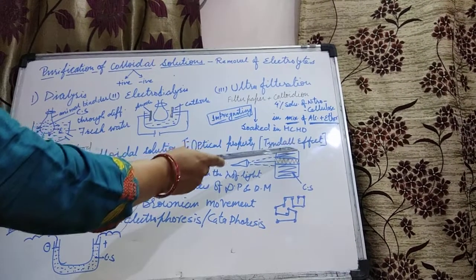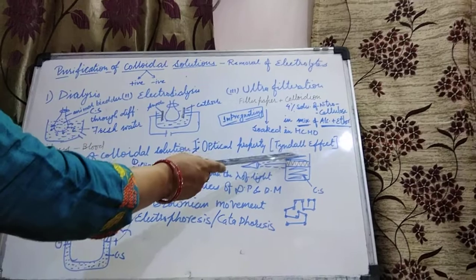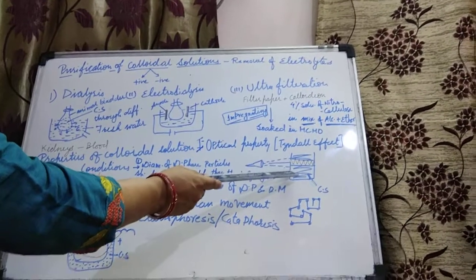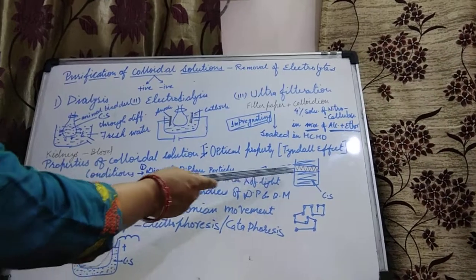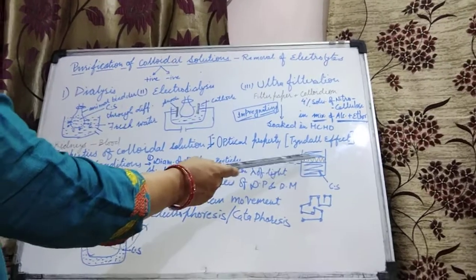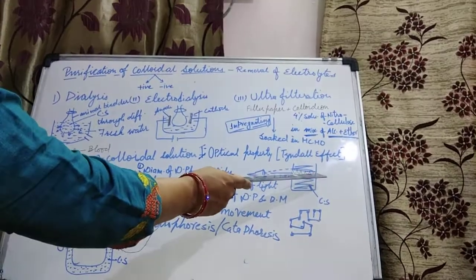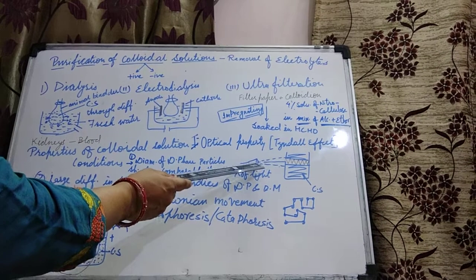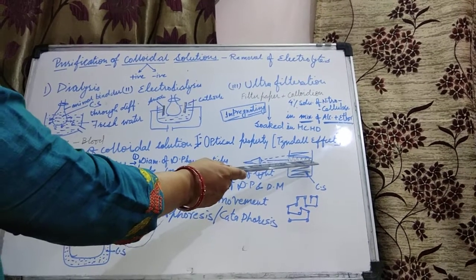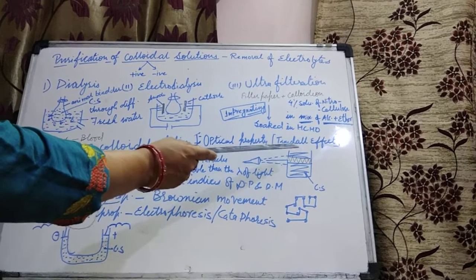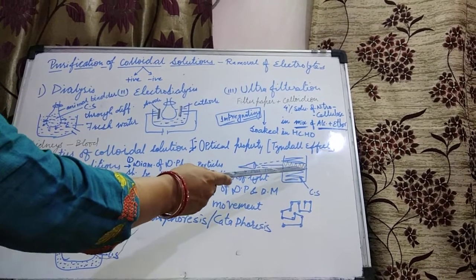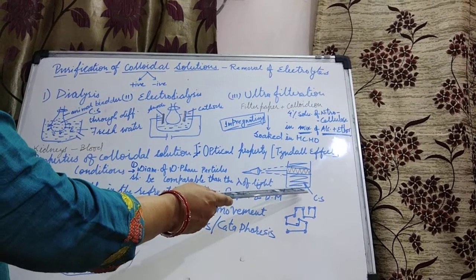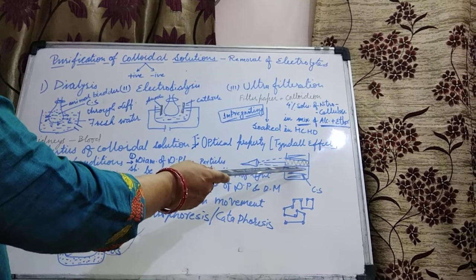So Tyndall effect, what is happening in this? Tyndall is the name of a scientist. I am just telling you the definition. Whenever light passes through the colloidal solution, its path becomes visible. This is a colloidal solution, and we are focusing some light using a torch. Whatever path that light is following, that path becomes visible. So this effect is called Tyndall effect: when a beam of light is passed through the colloidal solution, its path becomes visible.